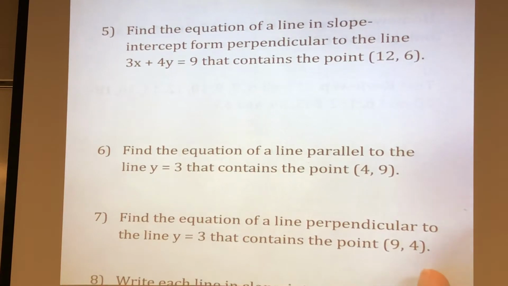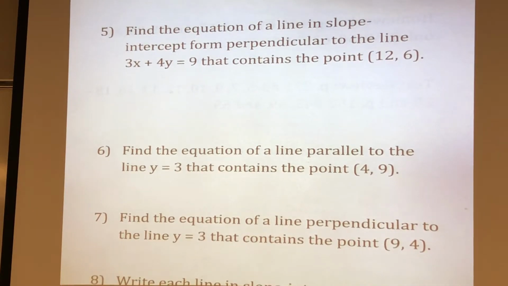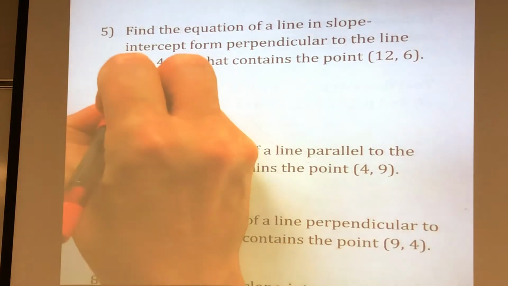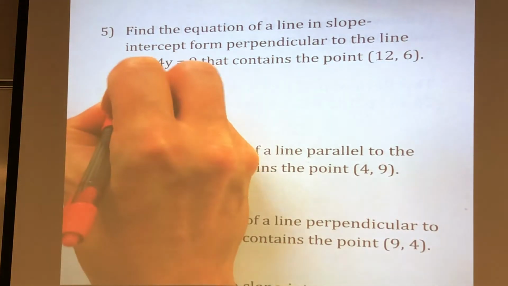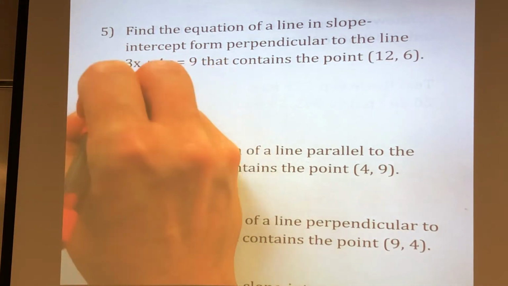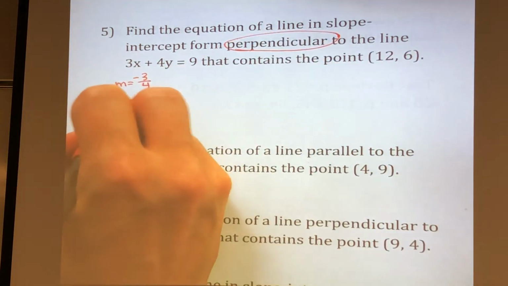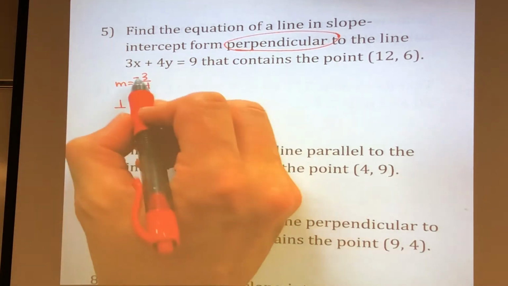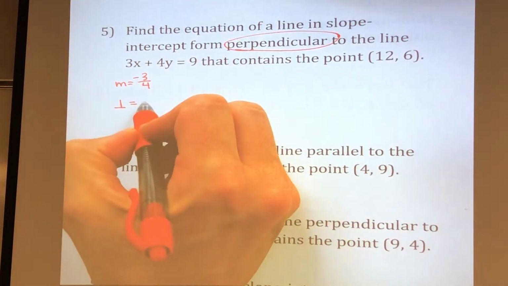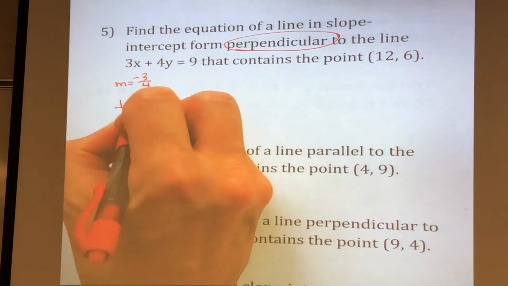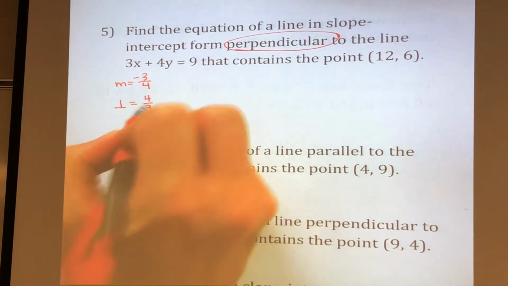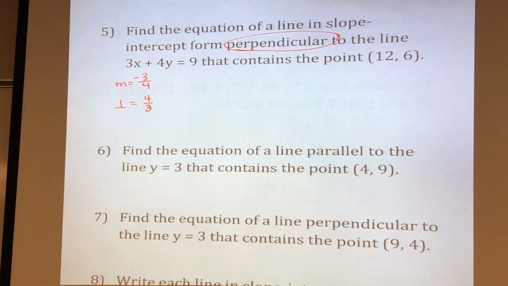Okay, so find the equation of a line in slope-intercept form perpendicular to the line 3x plus 4y equals 9 that contains the point 12, 6. So again, we're going to do the opposite of A over B to find the slope. But since we want it to be perpendicular, we need to make it the opposite reciprocal. So since this was negative, ours needs to be positive, and we need to flip that to do the reciprocal. So we are using the slope 4/3.